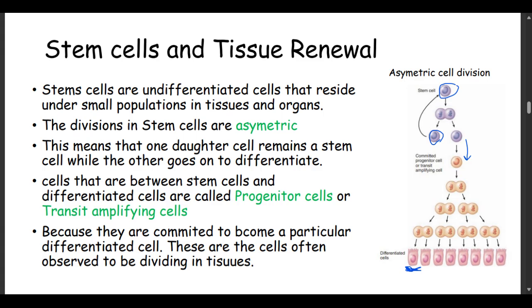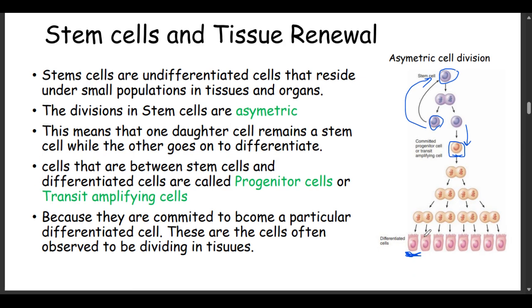So how do you keep that? It's asymmetric division. One goes back to being a stem cell, and then this cell can divide, and one will commit to become a differentiated cell by becoming what is known as a committed progenitor cell or transit amplifying cell. So that process of moving from a stem cell to committing to becoming differentiated, that interstage, the stage at which the cell commits, is called a progenitor cell or transit amplifying cell or a committed progenitor cell. That is what is happening in this slide.